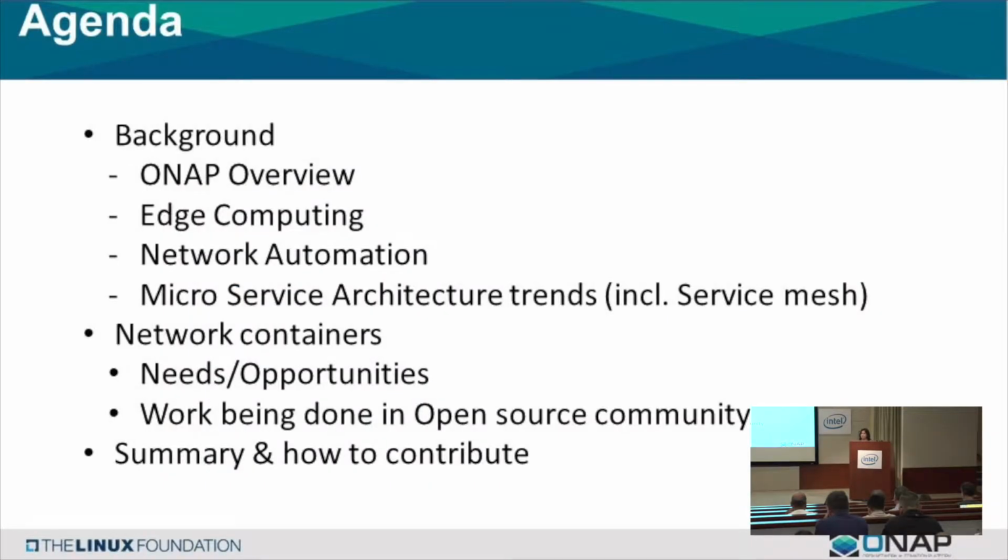Okay, so let's start. I'm going to briefly talk about ONAP in the beginning, and then I'm going to talk about some of the trends in the industry around edge computing, network automation, and microservices. And then I'm going to talk about what needs and opportunities that provides us and how we are solving it in the open source community. And in the end, there will be a summary and some call to action.